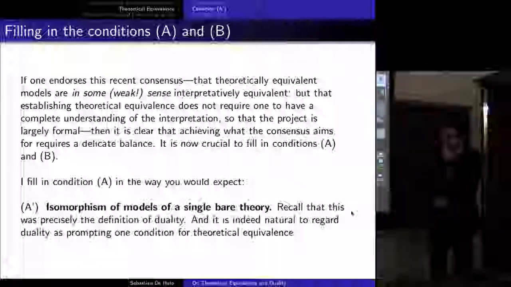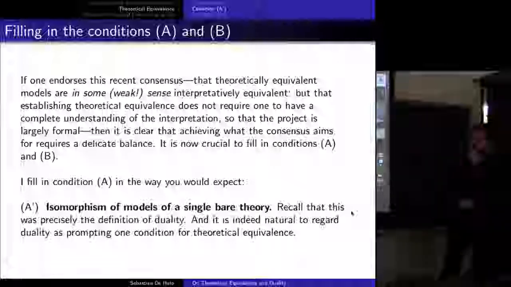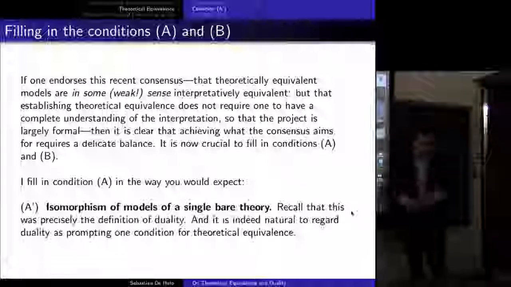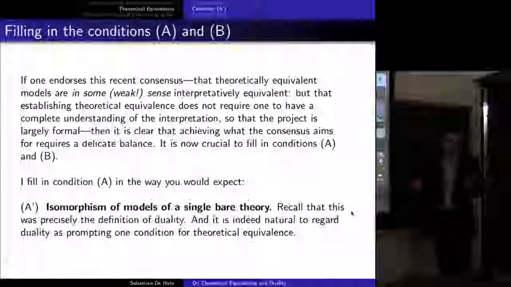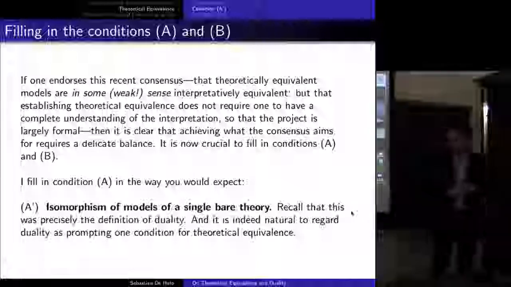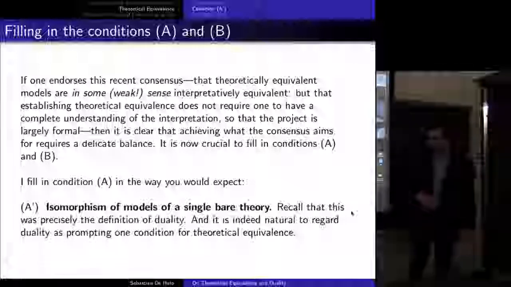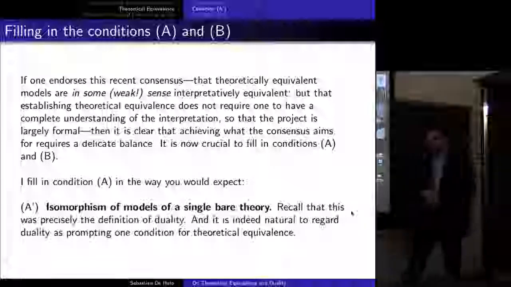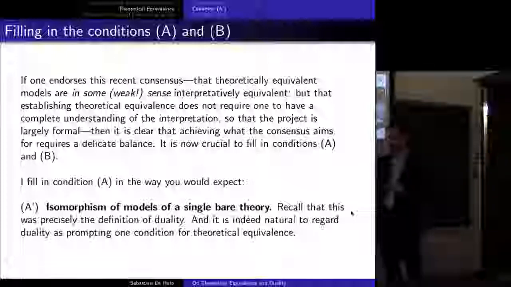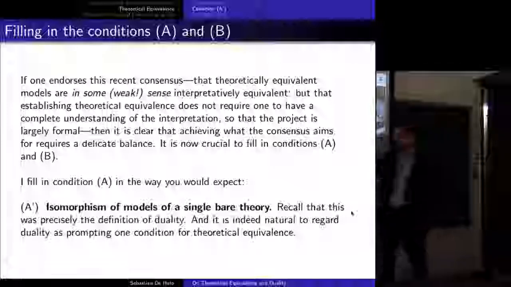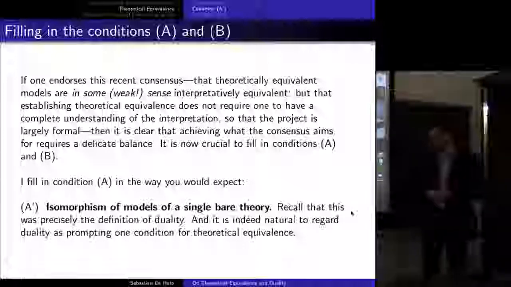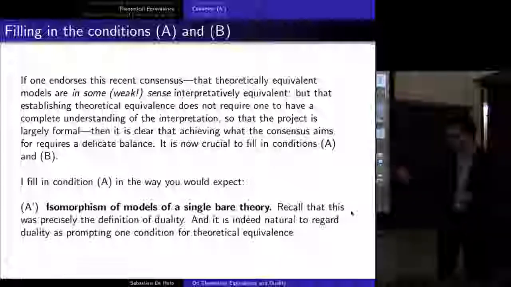Okay, so if one endorses this recent consensus that theoretically equivalent models are in some weak sense interpretatively equivalent, but that establishing theoretical equivalence does not require full physical equivalence, then it's clear that we need a delicate balance between the two aspects, between the formal and interpretative aspect. So it's crucial now to fill them in, which is what I will do in the next couple of slides. So I will first fill in the formal condition, and I will do it in the way that you would expect, because I already have a formal condition coming from duality. So I will take the formal condition to be isomorphism of models of a single bare theory. So this was precisely the definition of duality. And I think that it's indeed general enough that it covers many of the cases that we're interested in physics.